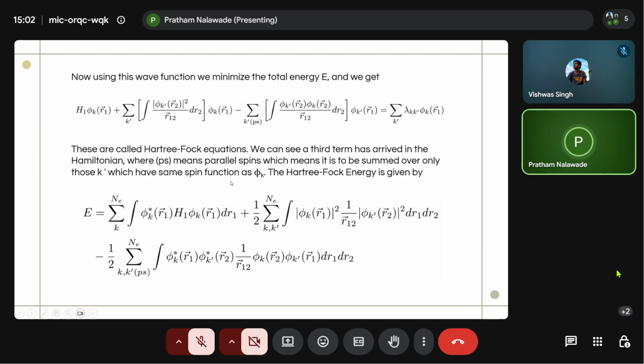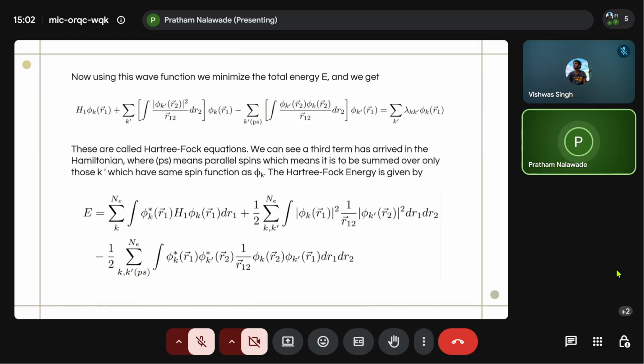Okay, so this is the energy. Varying this energy, we have got the above equation. As I said, this is still not complete. There is still one extra term here, which is called a correlation energy term. That is also a purely quantum mechanical phenomenon.